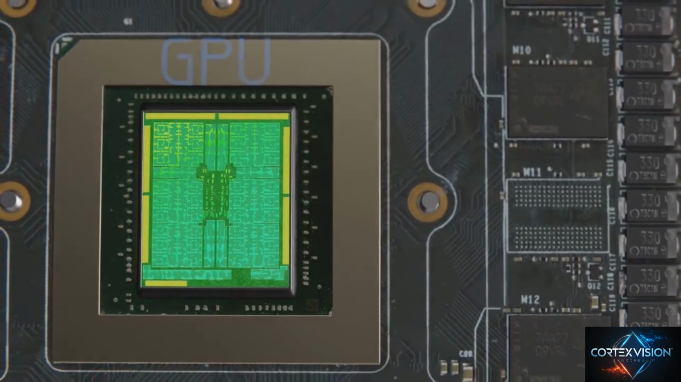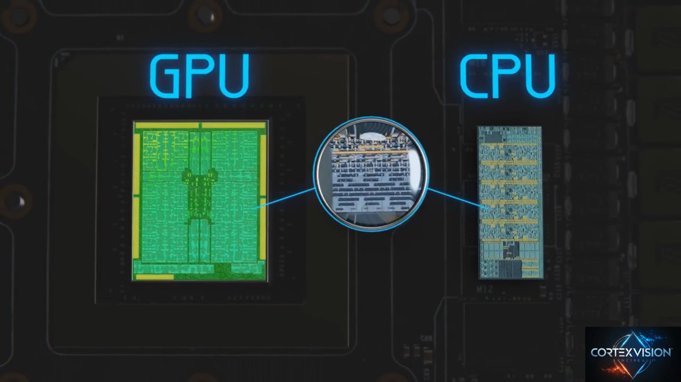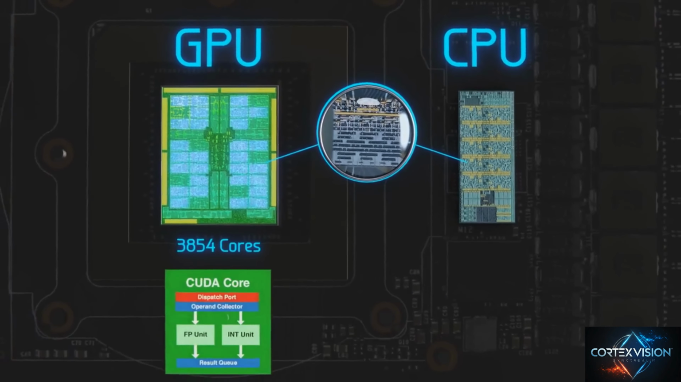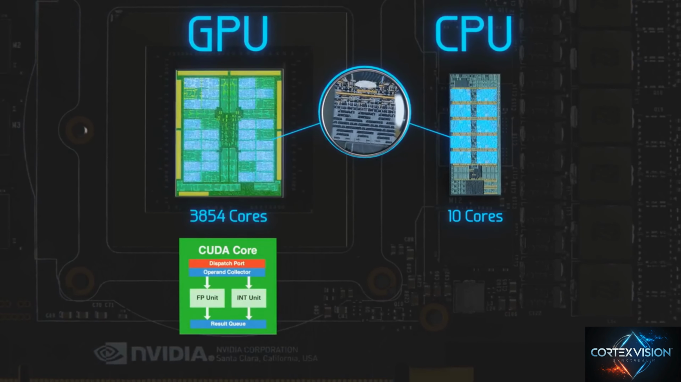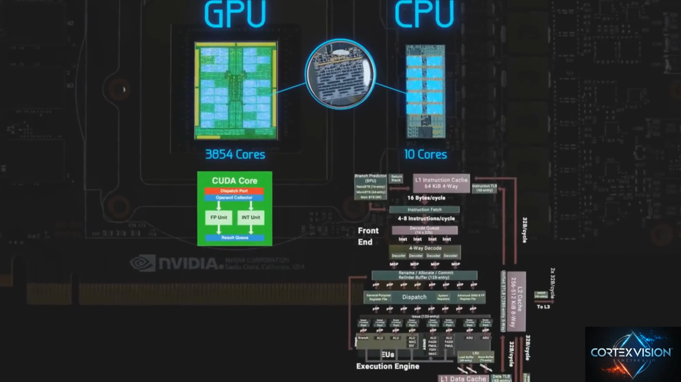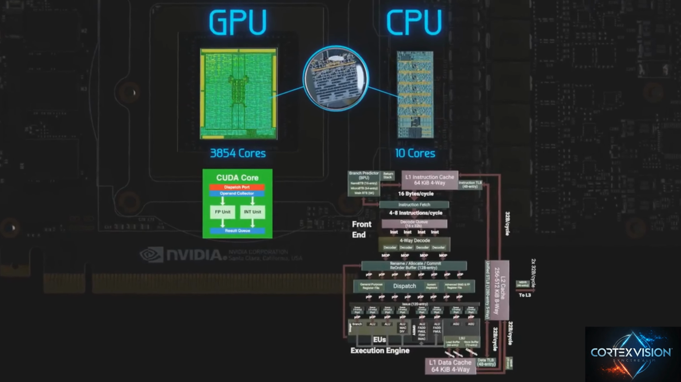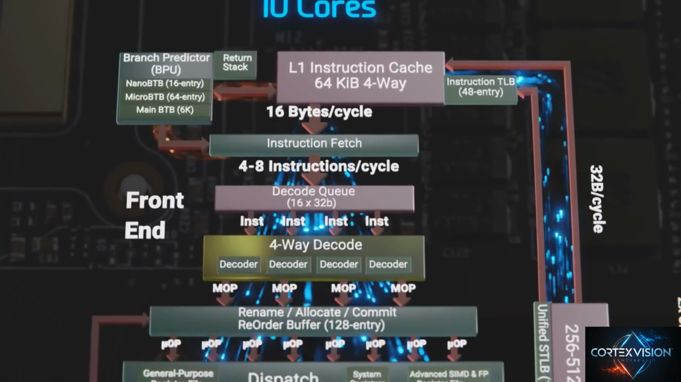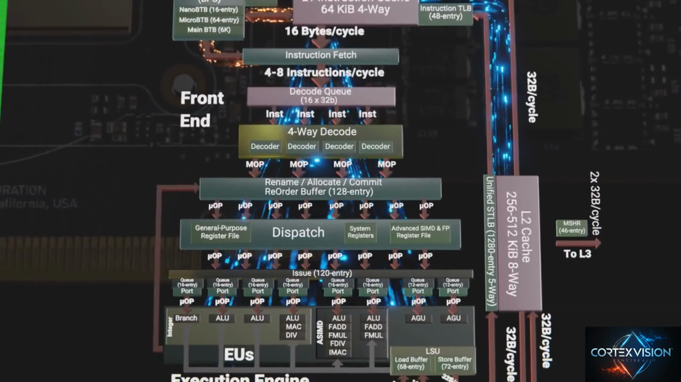GPUs and CPUs are similar in many ways. However, GPUs have thousands of cores that are limited to basic arithmetic, whereas CPUs have only a handful of cores that perform far more complicated operations. Additionally, CPUs have branch prediction and deep pipelines that optimize the execution of code.